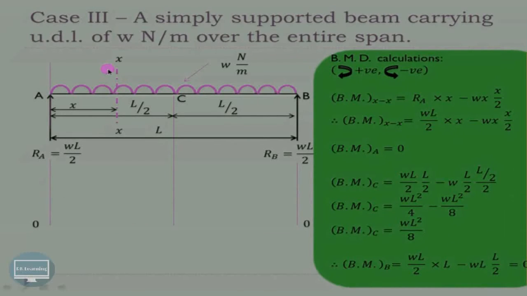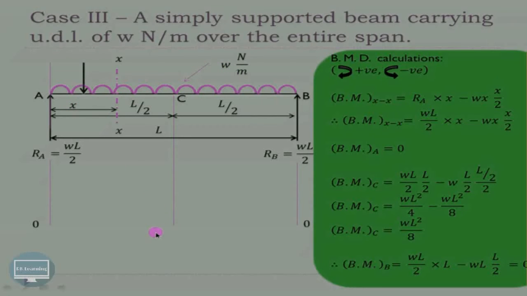Now let us try to understand how to draw the bending moment diagram in this particular case. Again consider the section xx at a distance x. The u.d.l load for this section is W into x, because W is for 1 meter, then for x meters the load that is acting is W into x.